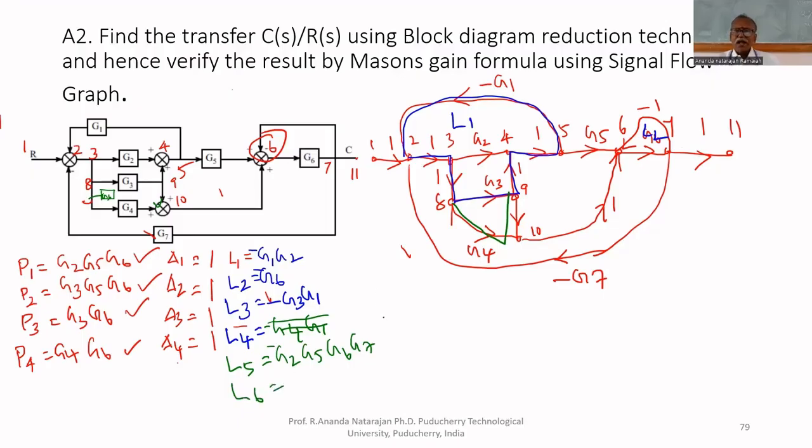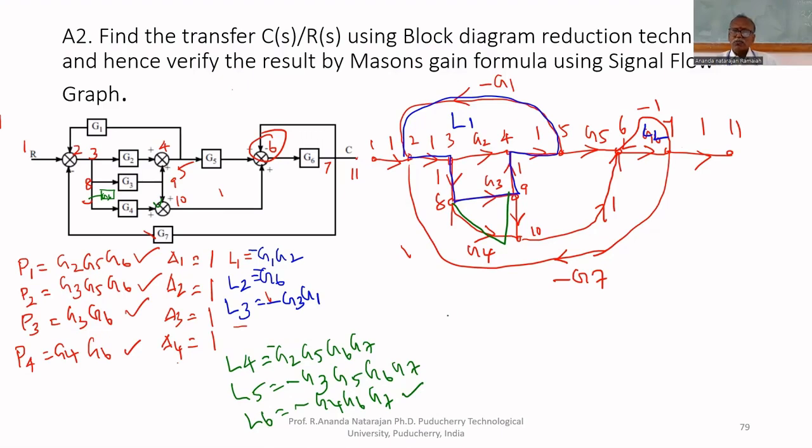L6 equals minus G3, G5, G6, G7. L7 equals minus G4, G6, G7. 7 loops are there. Any other loop?